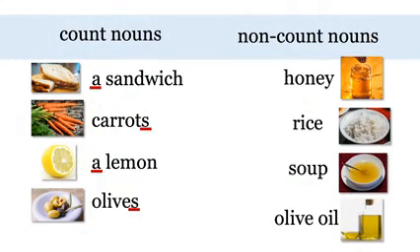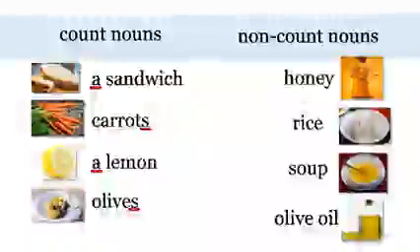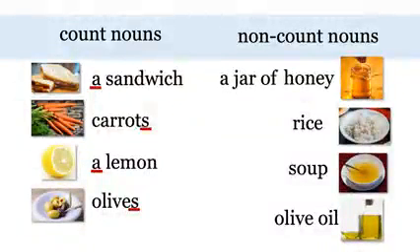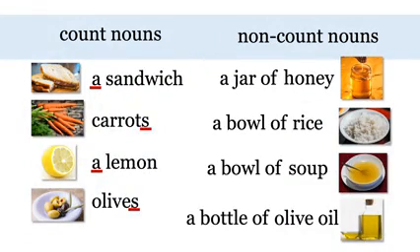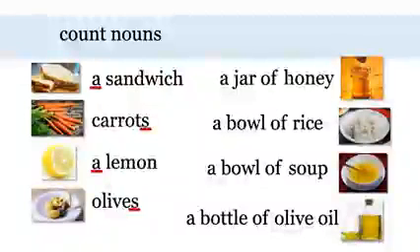If I want to make these non-count nouns countable, I need to put them in a container or measure them. So, a jar of honey, a bowl of rice, a bowl of soup, a bottle of olive oil. Now I can count them.